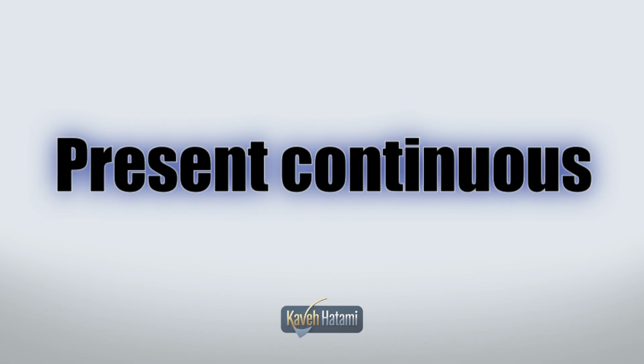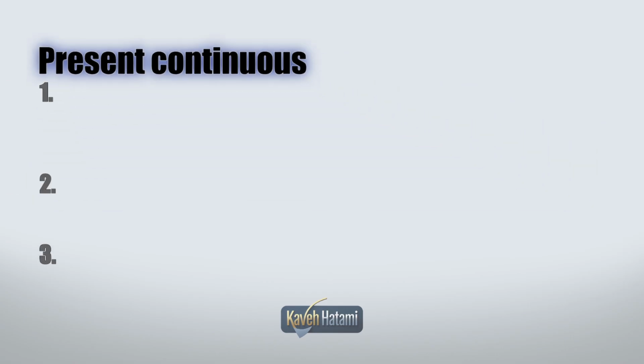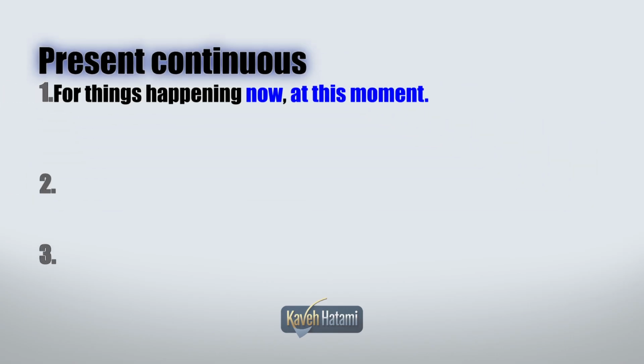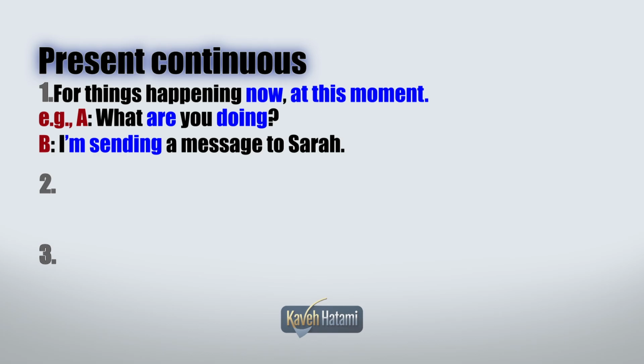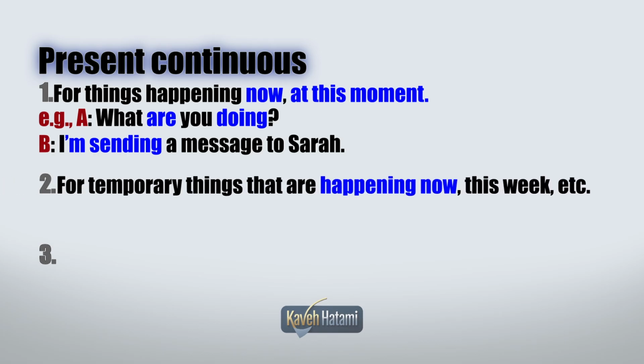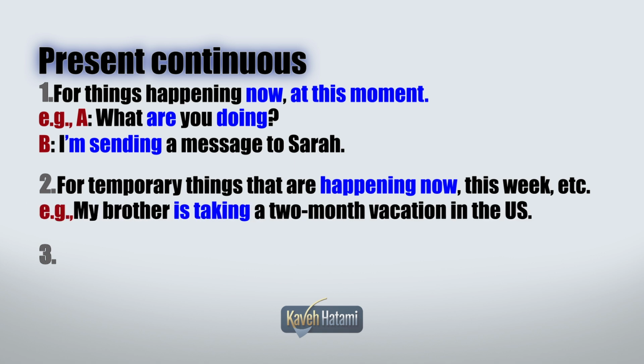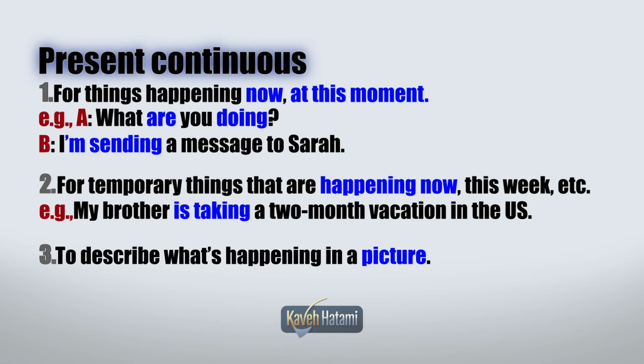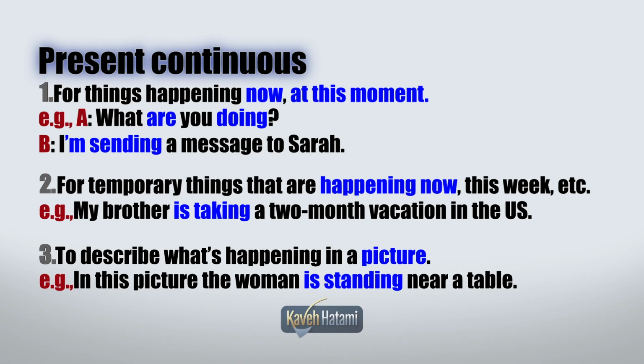Present continuous. We use present continuous for three different purposes. Number 1, for things happening now, at this moment. For example, what are you doing? I'm sending a message to Sarah. Number 2, for temporary things that are happening now. For example, my brother is taking a 2-month vacation in the US. And number 3, to describe what's happening in the picture. For example, in this picture, the woman is standing near a table.